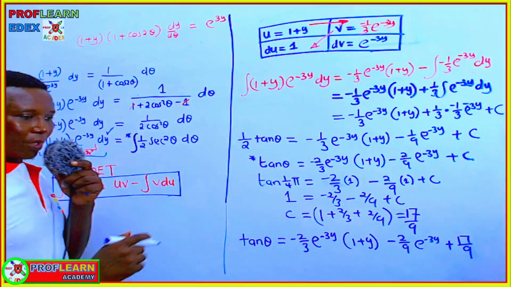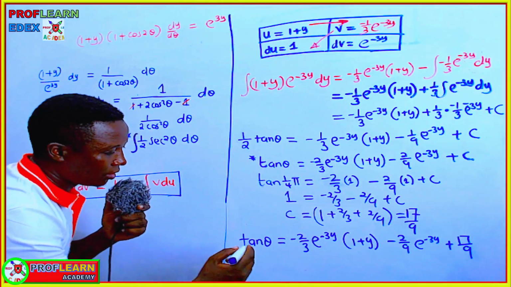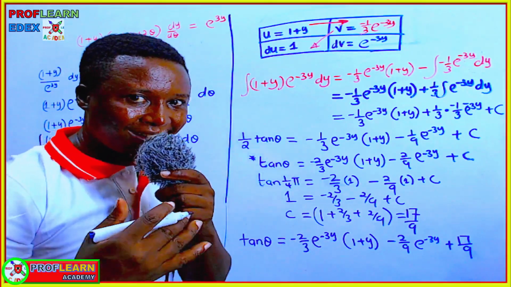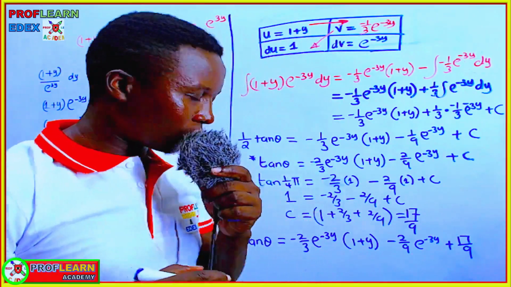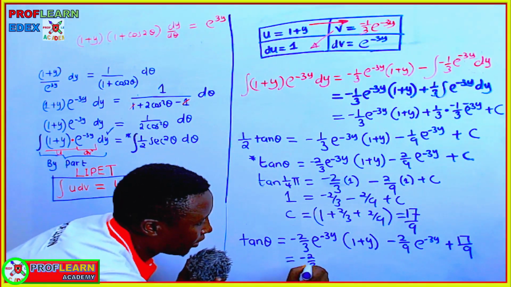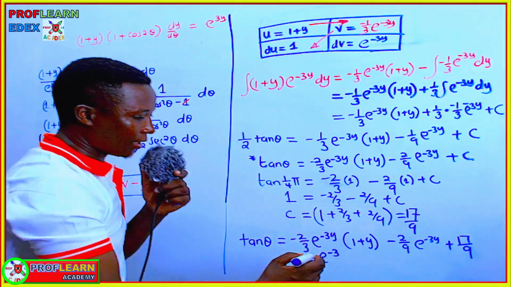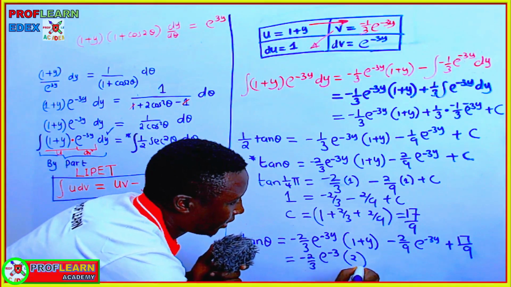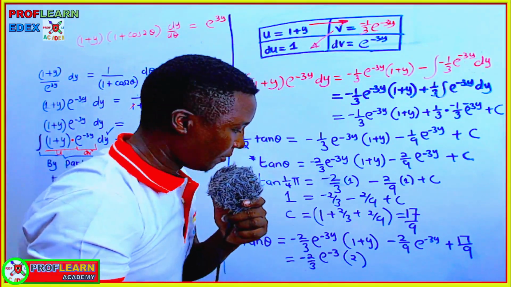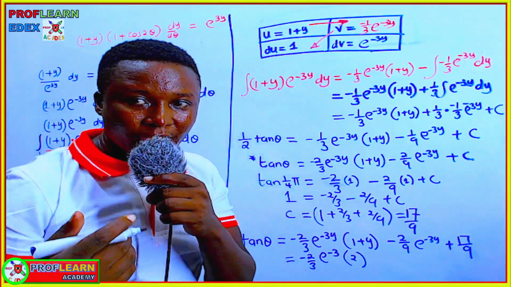Now, once we have this equation, we can say we are finding the exact value of theta when y is equal to 1. So anywhere we have y in this equation, we are going to substitute 1 there. So this is going to be negative 2 over 3 e to the negative 3, because negative 3 times 1 is that, and then we shall have 2 there, because 1 plus 1, remember, y is 1. We are trying to find the exact value of tan theta when y is 1, solving the differential equation.